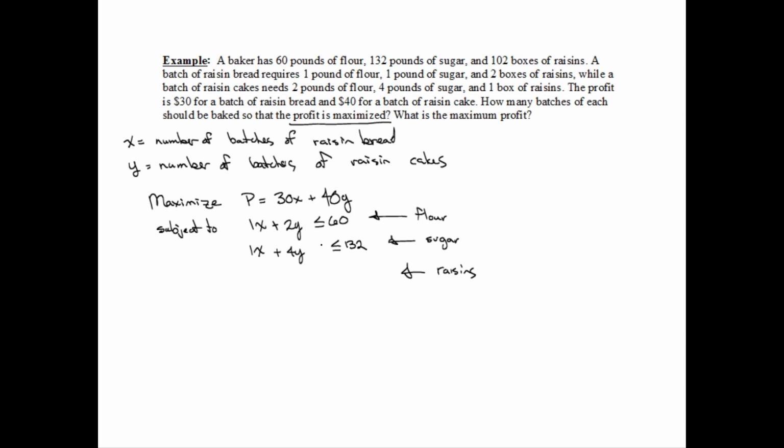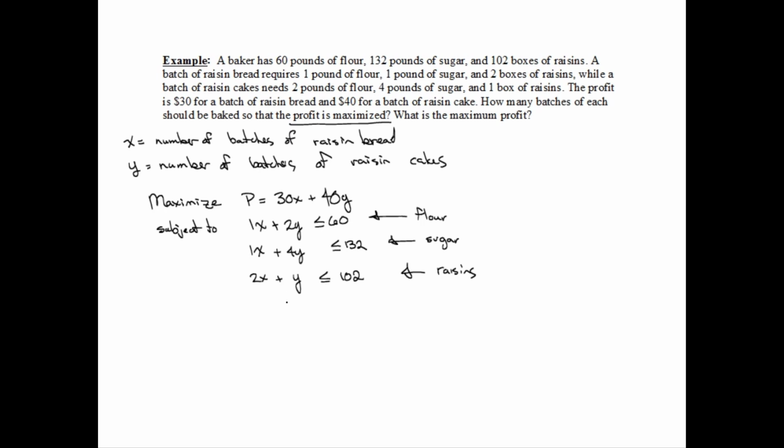What about raisins? Raisin bread needs 2 boxes times the number of batches, so that'll be 2x. And then 1y, because it only takes 1 box for each batch of raisin cakes. This total cannot exceed 102. Once again, it's okay to be smaller than 102. That would mean we have some raisins left over, but we can't have more than 102.